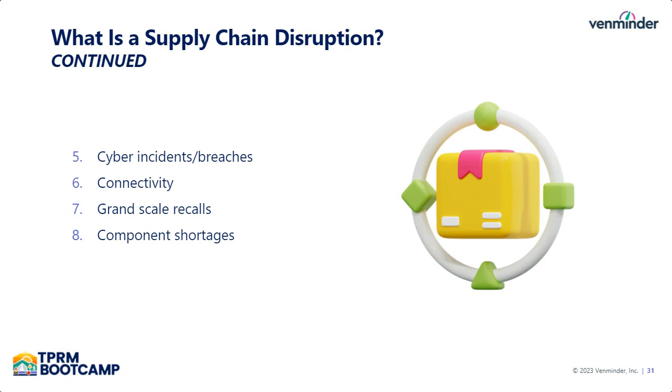Connectivity issues, things like brownouts and blackouts, the Texas power grid failure a couple of years ago, grand scale recalls. The healthcare business sees this obviously a lot. We're still talking about the Tylenol recall of 1982, or from a technology perspective, the Samsung Galaxy in 2016. And then, of course, component shortages, the most recent automobile microchip shortages. These are all pieces of the supply chain that broke down and caused a disruption that had a trickle-down effect.